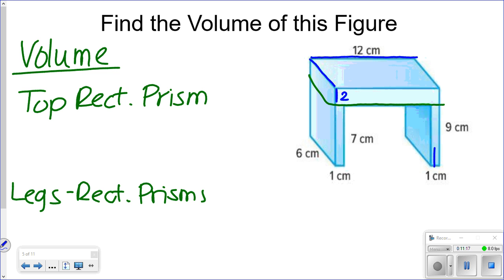If this is 6, this has to be 6. So for the top, it's 12 times 6 times 2. And then you don't have to do any dividing by 2 or 3. Why? It's not a pyramid, and there's no triangles involved. No dividing. People always get confused. Do I gotta divide by 2 now? No, no dividing by 2.